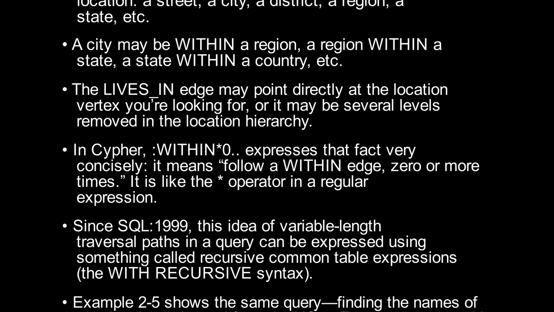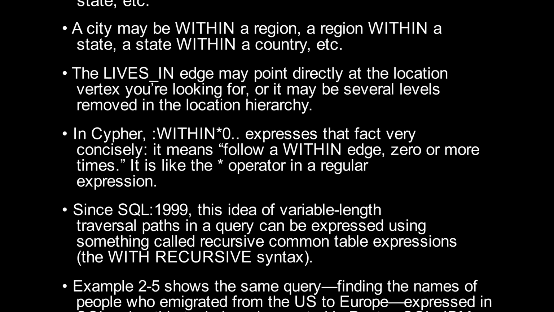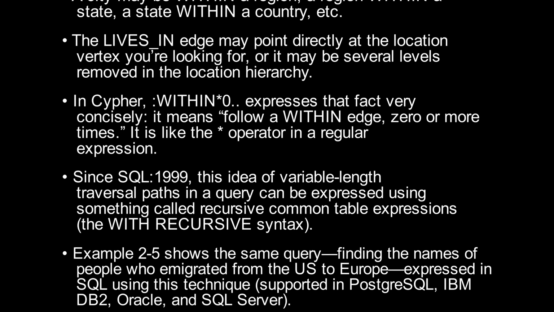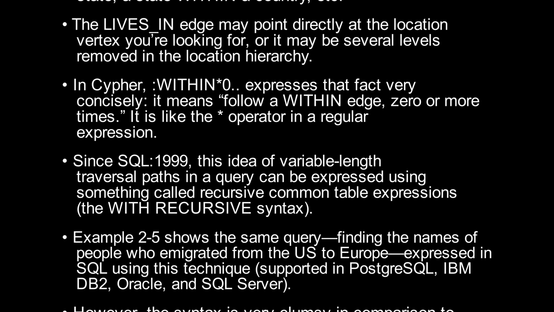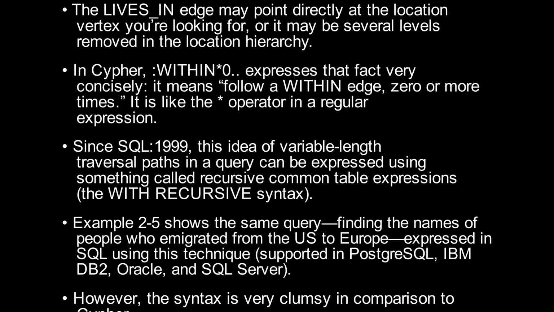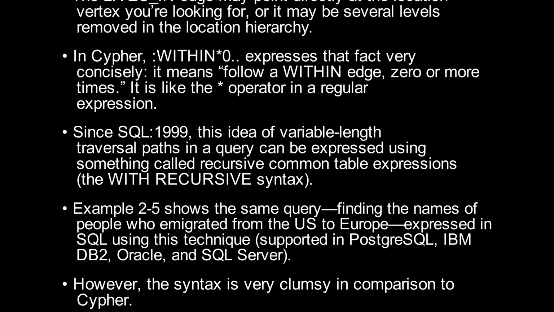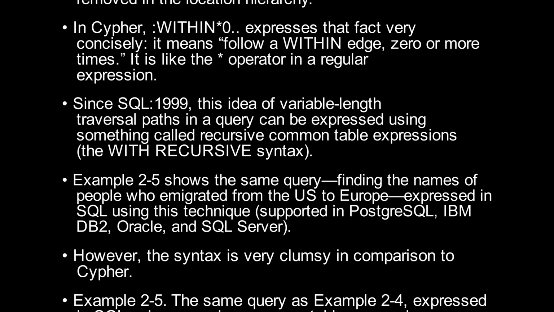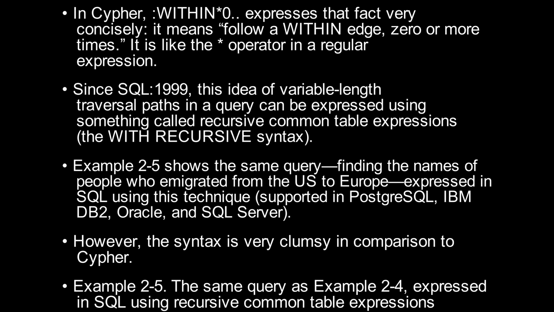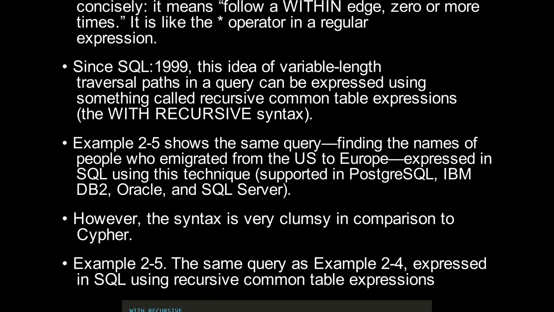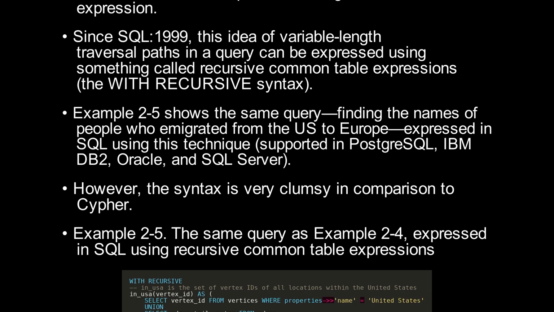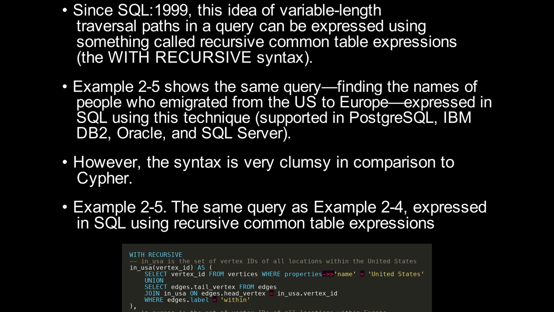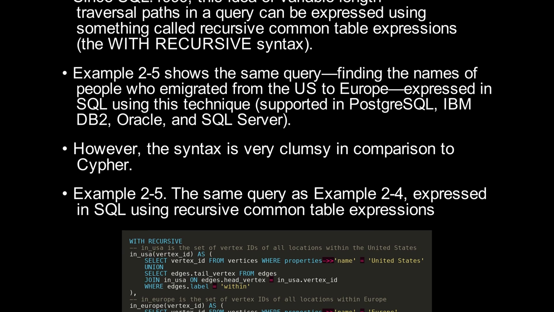Since SQL:1999, this idea of variable-length traversal paths in a query can be expressed using something called recursive common table expressions, the WITH RECURSIVE syntax. Example 2-5 shows the same query, finding the names of people who emigrated from the US to Europe, expressed in SQL using this technique, supported in PostgreSQL, IBM DB2, Oracle, and SQL Server. However, the syntax is very clumsy in comparison to Cypher. Example 2-5. The same query as Example 2-4, expressed in SQL using recursive common table expressions.